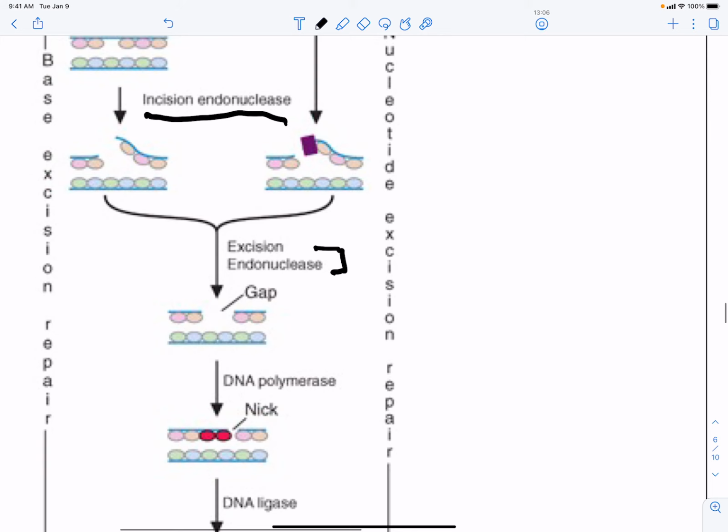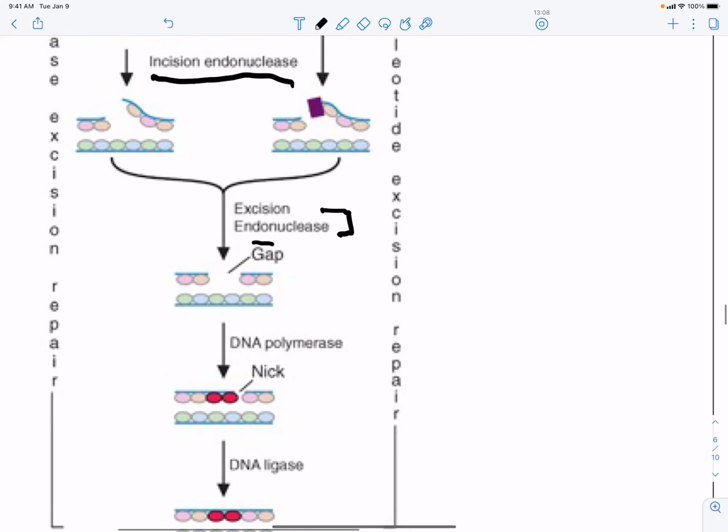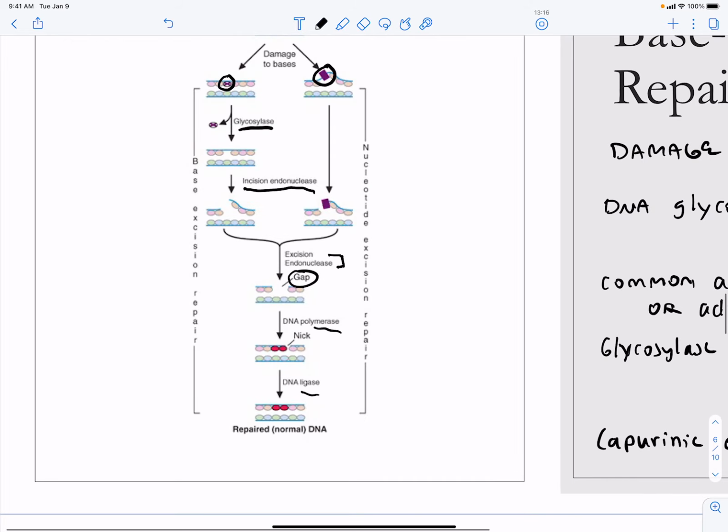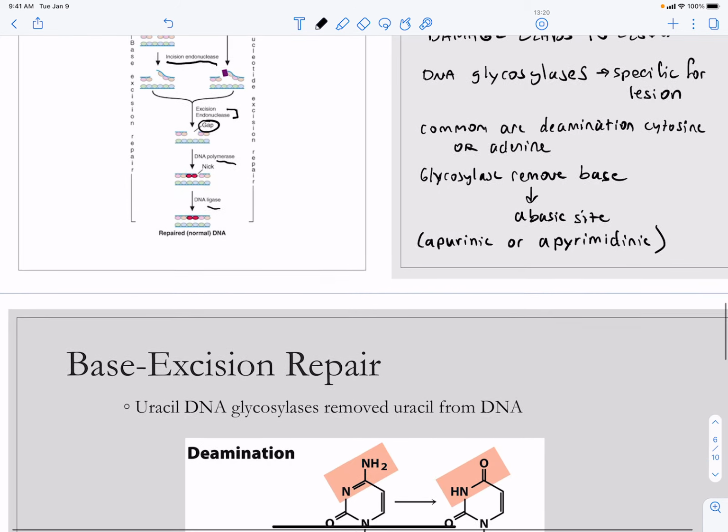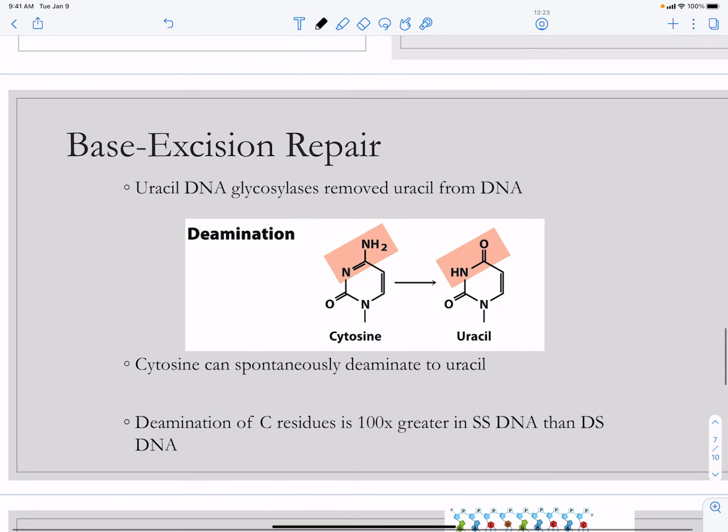Now, after you get excision, you're going to have a gap that's going to form, and this is going to require a DNA polymerase to come in and fill that gap. And then the same story we've been talking about, DNA ligase will seal the gap. So here's an example of a mutation that occurs spontaneously. So this has no outside influence. Your cytosine is going to deaminate to uracil.